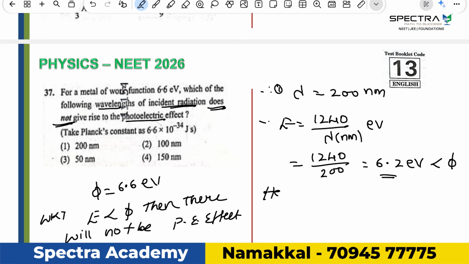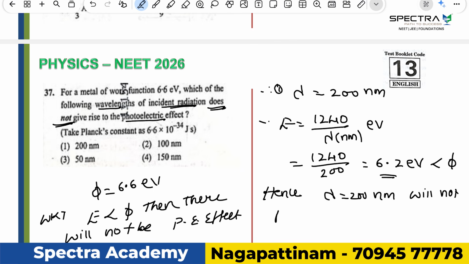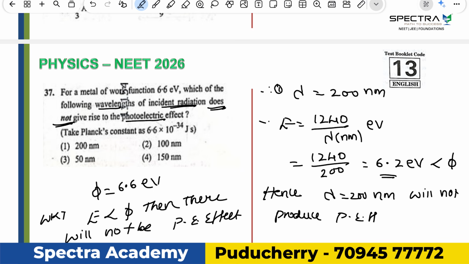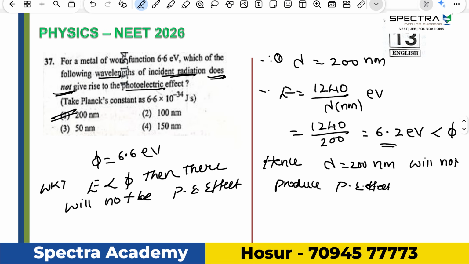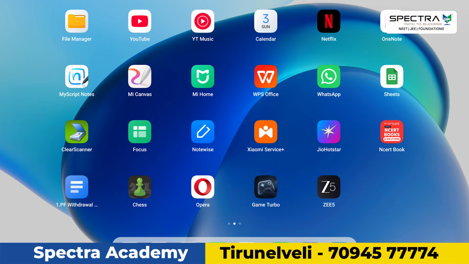Hence we can say this wavelength of 200 nanometer will not produce photoelectric effect. Hence we can select option 1 as the right answer. Students, I hope it is clear. So move on to the next question.